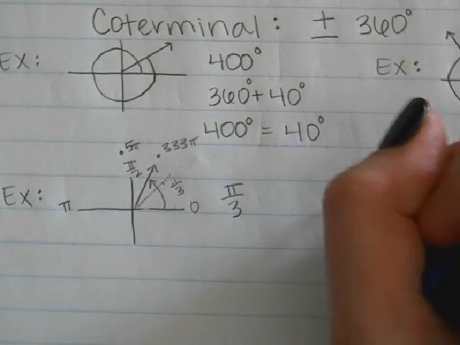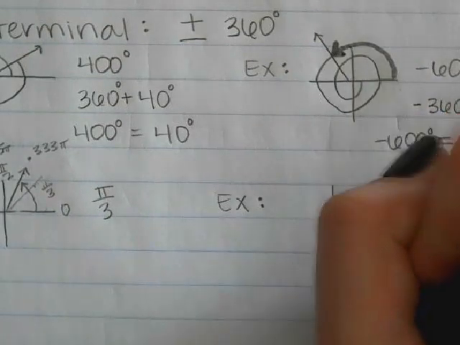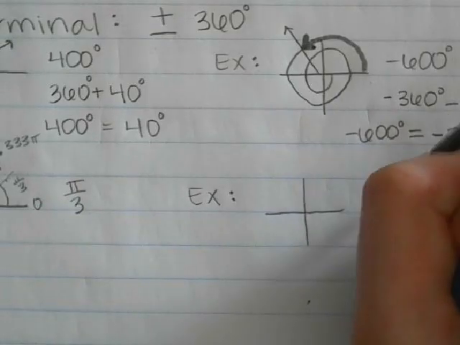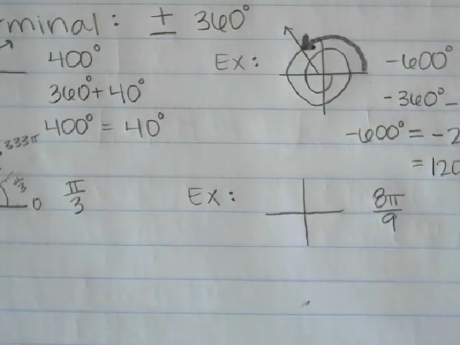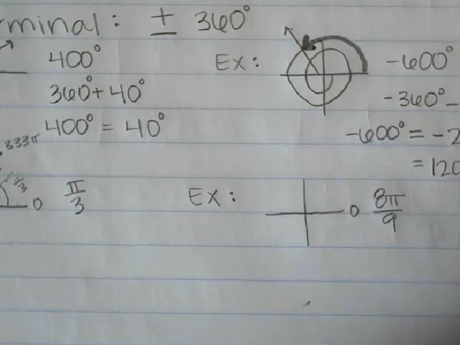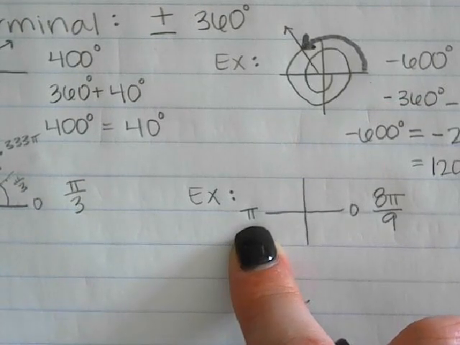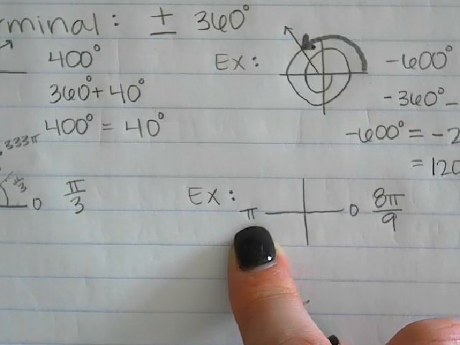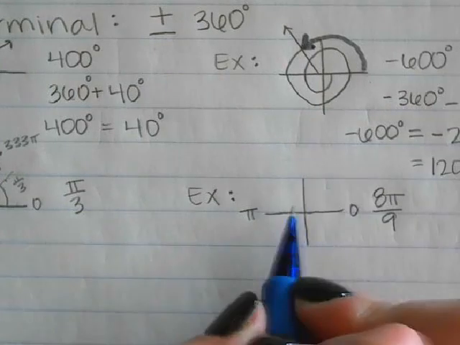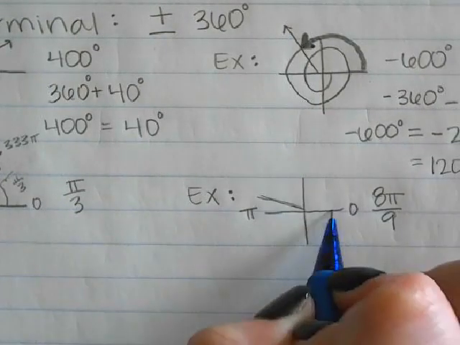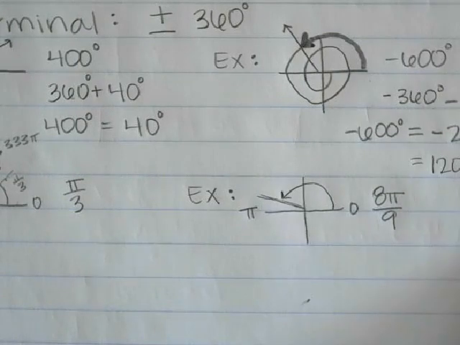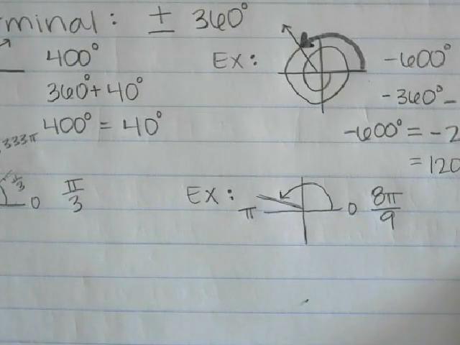Okay, here's our next one. 8 pi ninths. So this is 0 pi, this is 1 pi. How many ninths is 1 pi? 9 ninths, right? 9 ninths is 1 pi. So where should 8 pi ninths be? Just a little bit above it, right? If 9 ninths is 1 whole pi, then 8 ninths would be right above it.